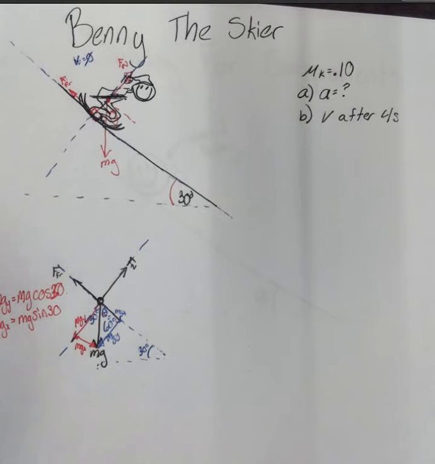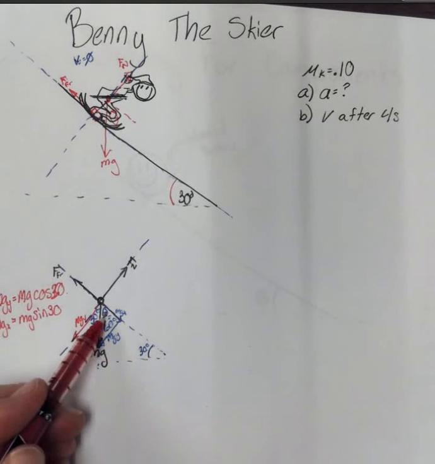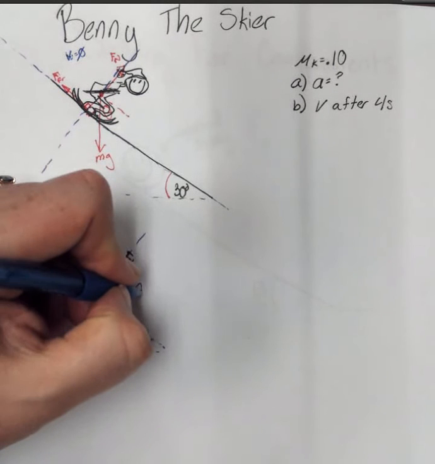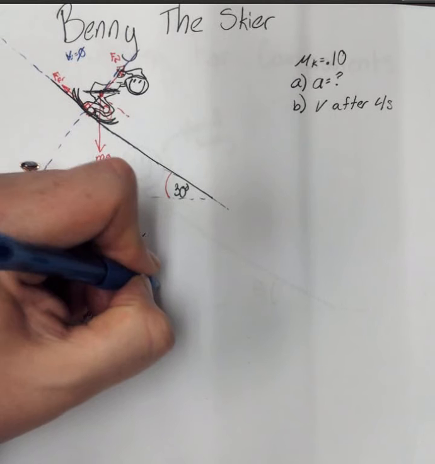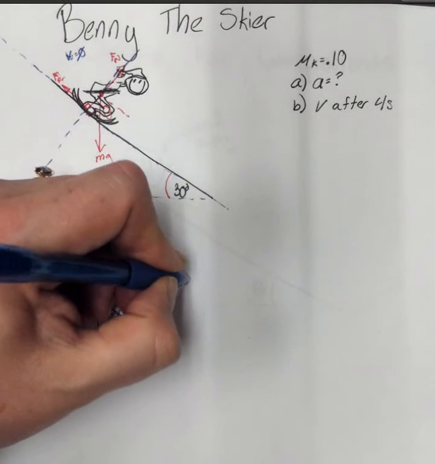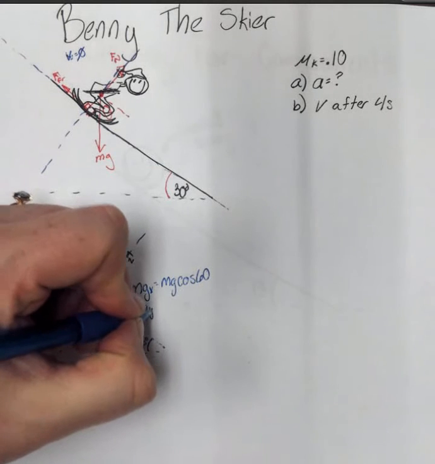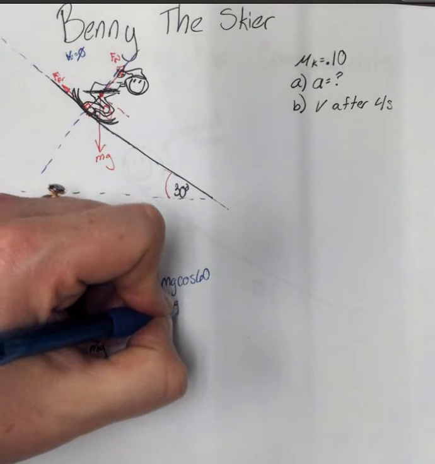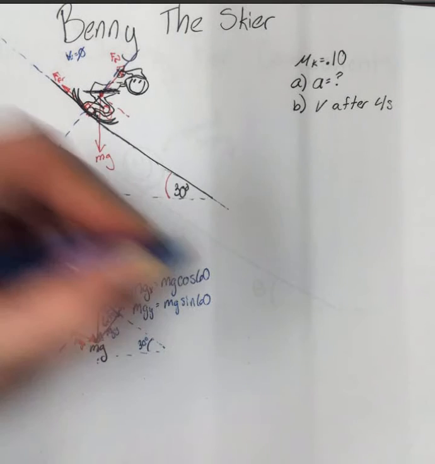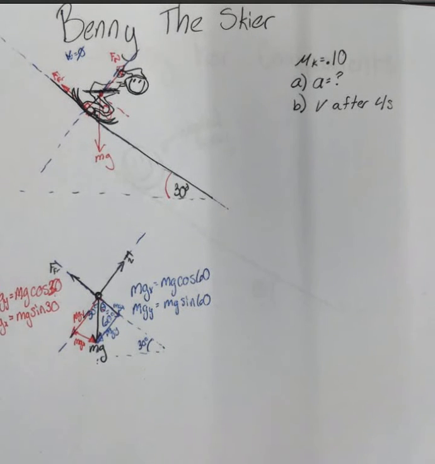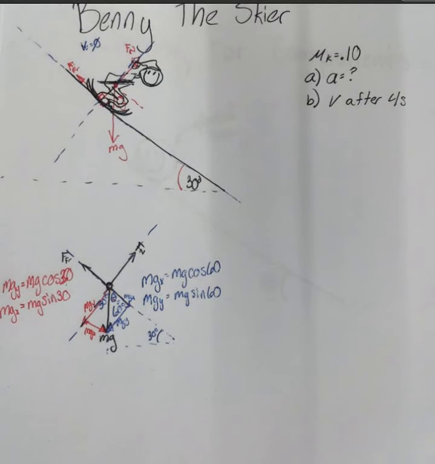If you're uncomfortable with this, you can continue to use the angle that's to the positive x-axis, and in that situation, mgx would be equal to mg cosine of 60, and mgy would be equal to mg sine of 60. And looking at these values, you know that this equation and this equation would give you the exact same amounts. So you're going to decide to do whatever you're most comfortable with.